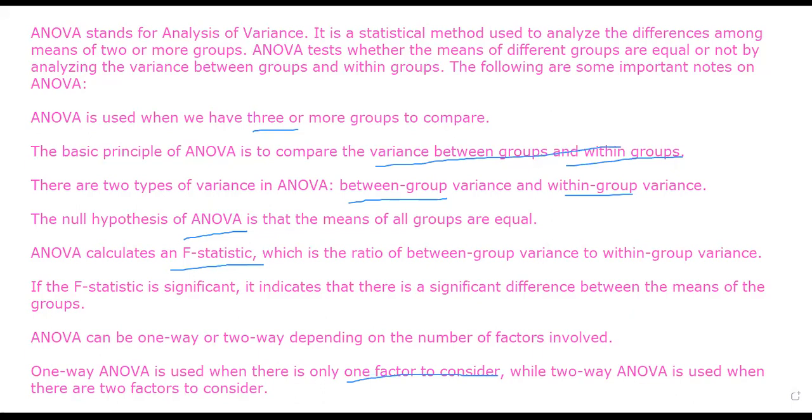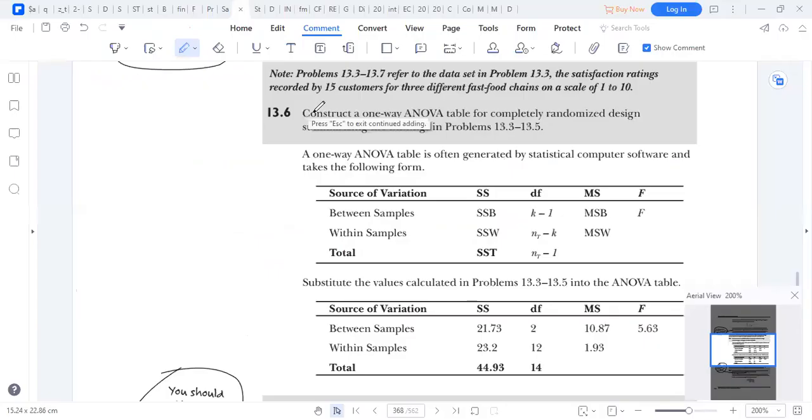So the ANOVA table has a format that you need to follow. So there's one-way ANOVA and two-way ANOVA. So this is the table that we consider. So you need to master this table very well. Sometimes what you need is only to master the balancing.